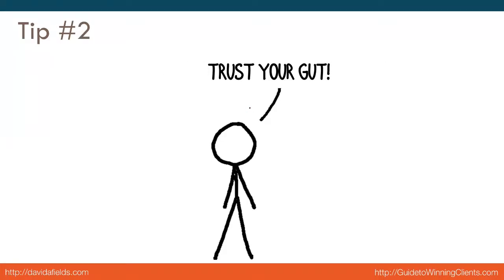Tip number 2 is to trust your gut. If you have a strong feeling that your prospect won't pay more than $125,000 and not a penny more, don't let someone else talk you into submitting alternatives that start at $175,000. Now that said, don't let fear hold you back from earning higher fees, but trust your gut.